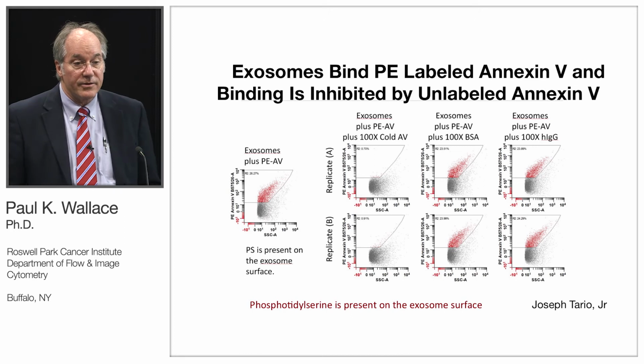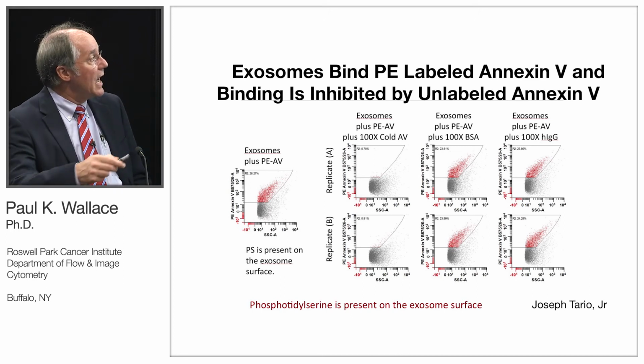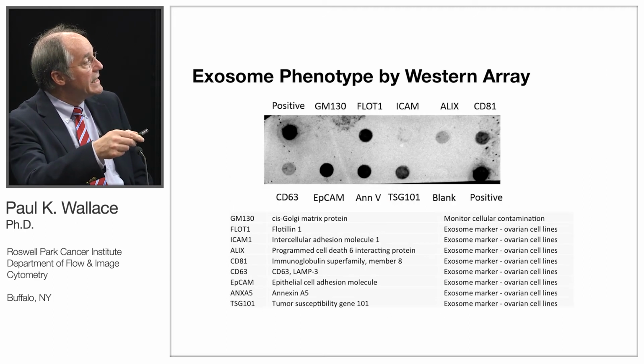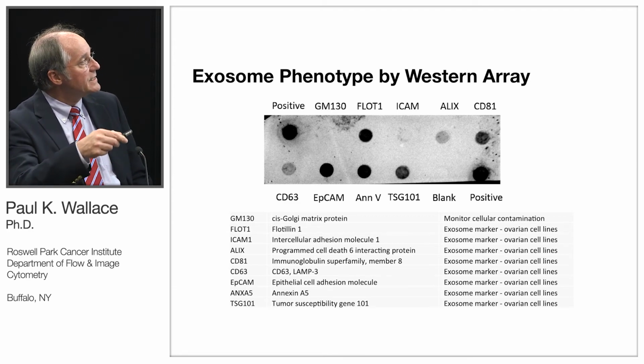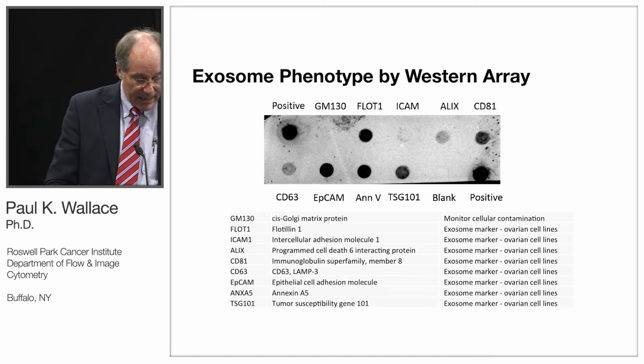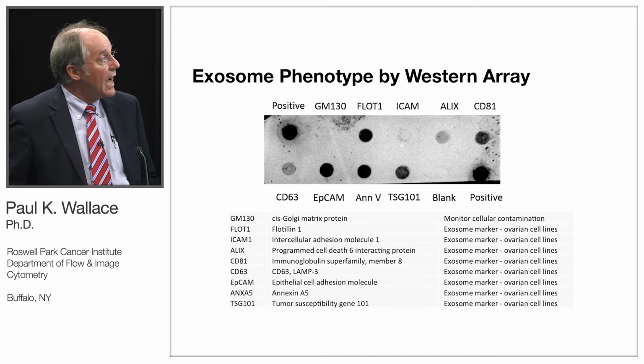These are, by other measures, exosomes. Here's a positive control, basically a Western array. This is the negative control. And then you have a number of the tetraspanins, CD81, CD63, many of the different things that you would characterize an exovesicle with, that are basically being expressed by these things.